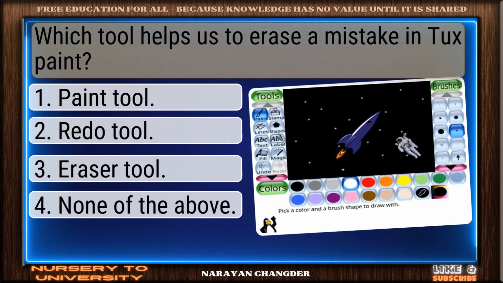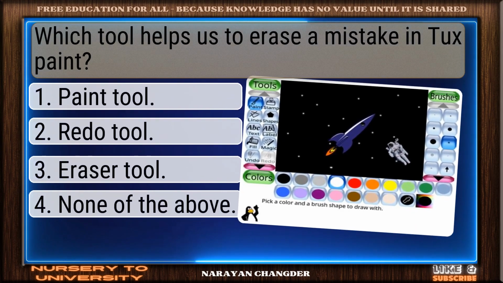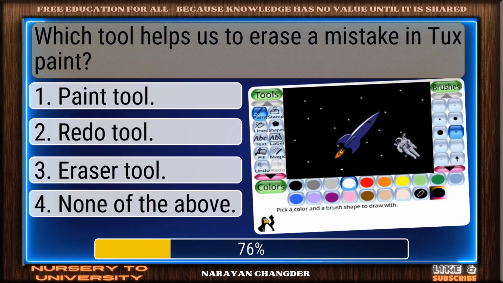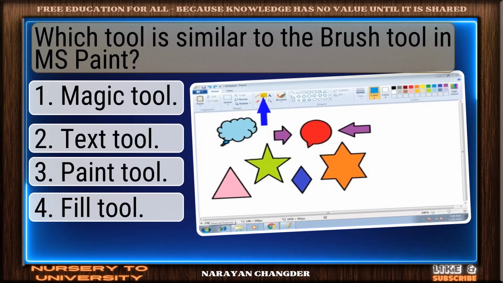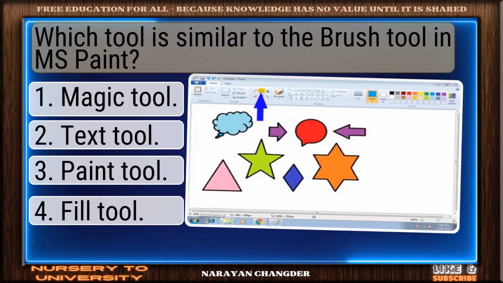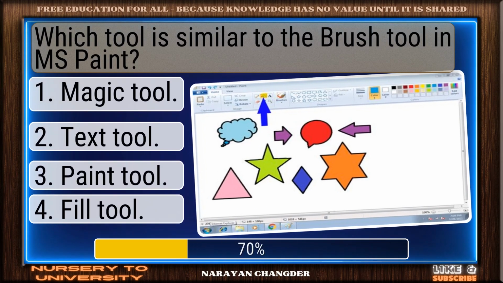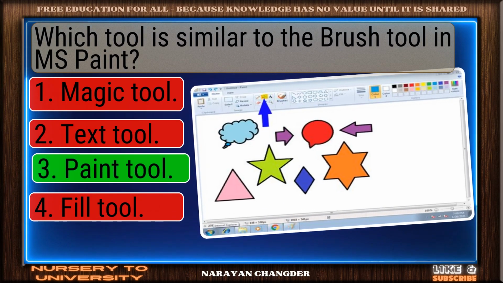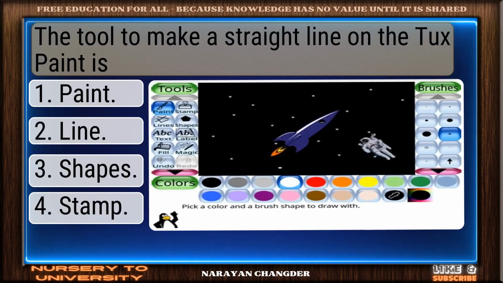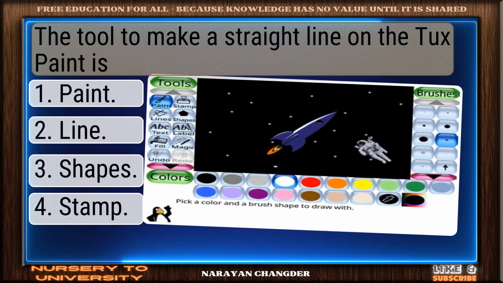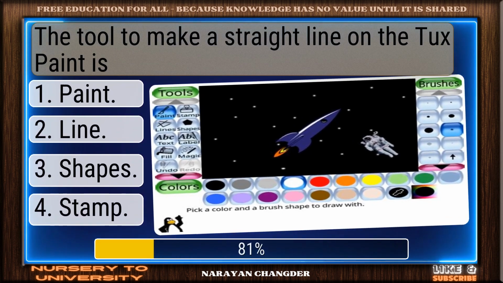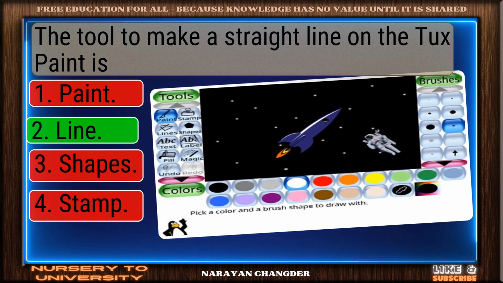Which tool helps us to erase a mistake in Tux Paint? Clear logic. Eraser tool is sound. Which tool is similar to the brush tool in Ms. Paint? Sharp thinking. Paint tool is right. The tool to make a straight line on the Tux Paint is dash. Good job. Line works well.